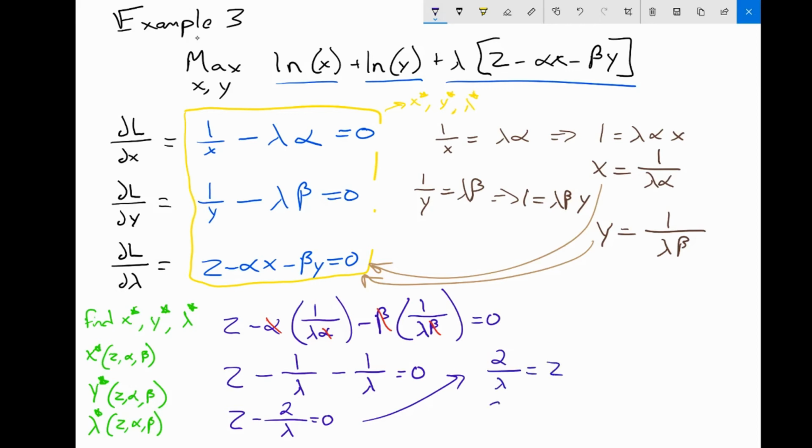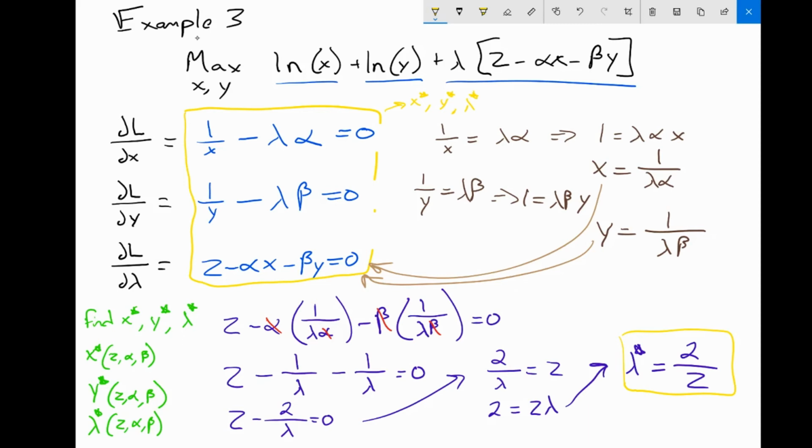So we'll have 2 over lambda equals z. Multiply both sides by lambda, we get 2 equals z lambda. Divide both sides by z, and lambda star is 2 divided by z. How do we know it's lambda star? We know it's lambda star because it is a function only of parameters. That's how we know that it is lambda star.